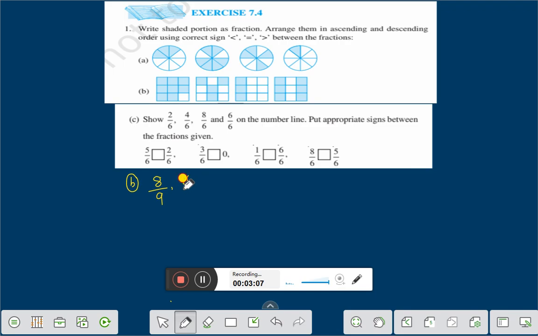Next one is 1, 2, 3, 4. 4 parts are shaded out of 9. Next part is 1, 2, 3, that is 3 by 9. And next part is 1, 2, 3, 4, 5, 6, that is 6 by 9.